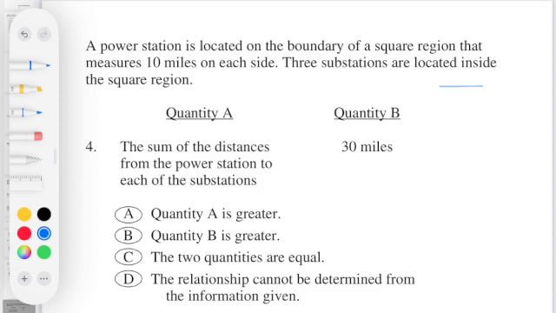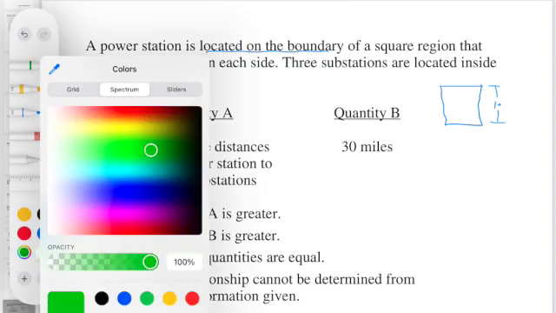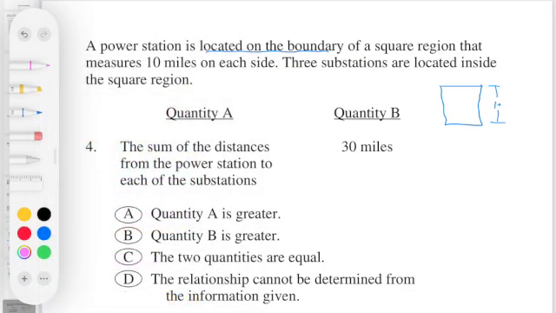So I'm going to draw our square region. That's supposed to be a square, don't worry about it. And we know that each side of the square is 10 miles. And there's a power station located on the boundary. So I have to remember right away that the power station could be anywhere on this boundary. It could be here, it could be here, it could be here, it could be here. You get the gist, it could be anywhere.